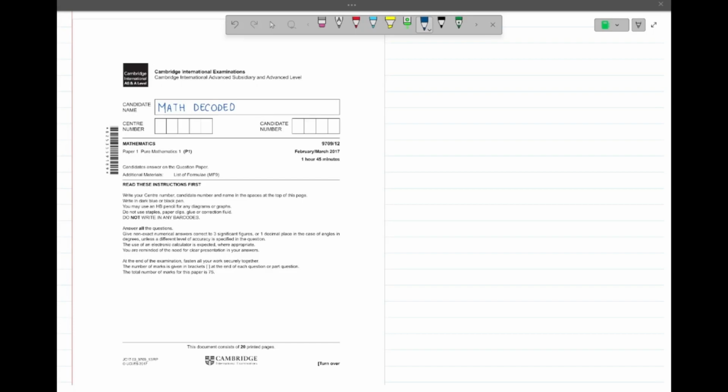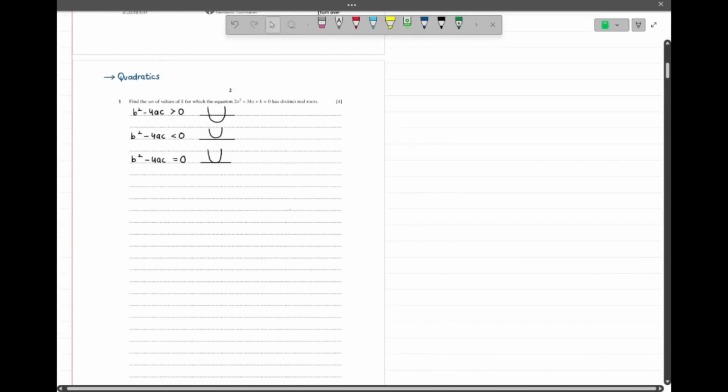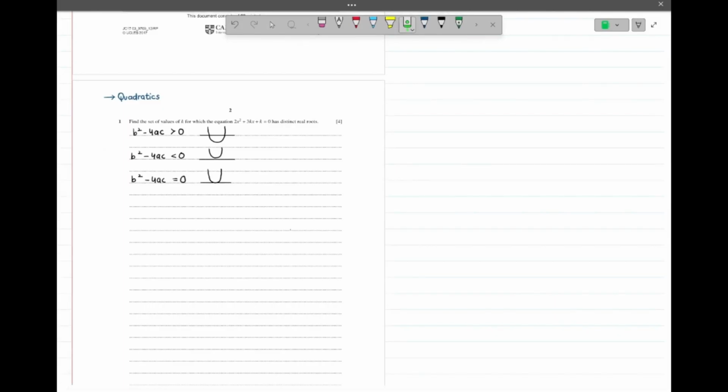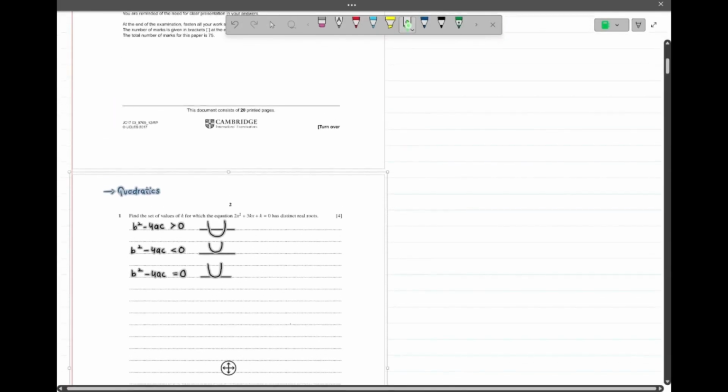Today I'm solving 9709 February March 2017 paper 1 and variant 2. So let's get started. First question over here reads, find the set of values of k for which the equation 2x squared plus 3kx plus k is equal to 0 has distinct real roots.